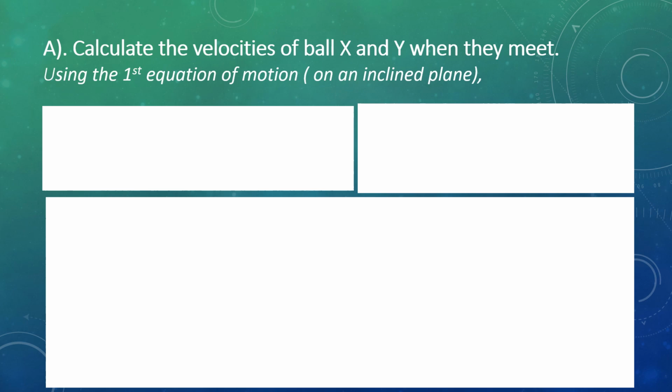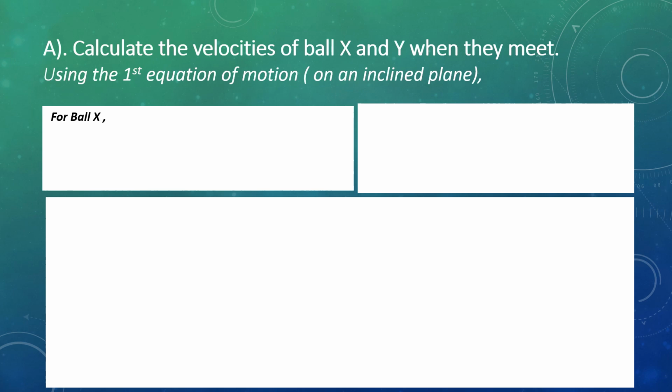Okay, so the first part of the question: calculate the velocities of balls X and Y when they meet. We are going to use the first equation of motion on an inclined plane here to find the velocities. That will help us a lot. So let's do that.